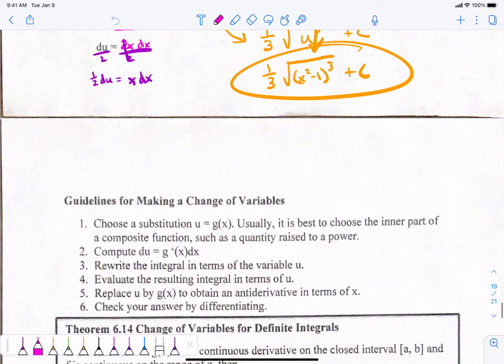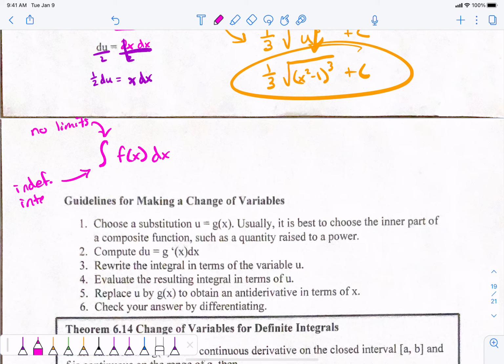Okay, indefinite. Put this at the top of your paper so you can remember it. I'm going to say f of x dx, no limits of integration. That means it is an indefinite integral. Versus a definite integral, let's say 0 and 4. Yes, limits. That is called a definite integral.